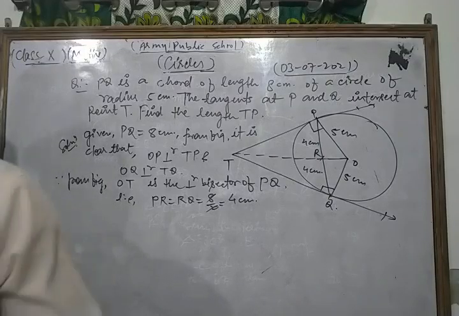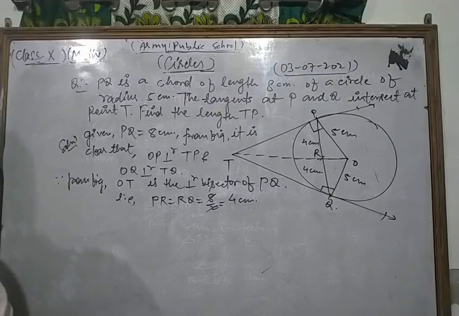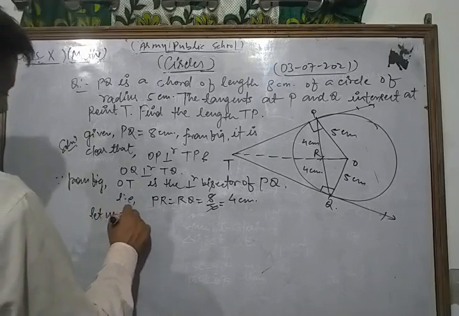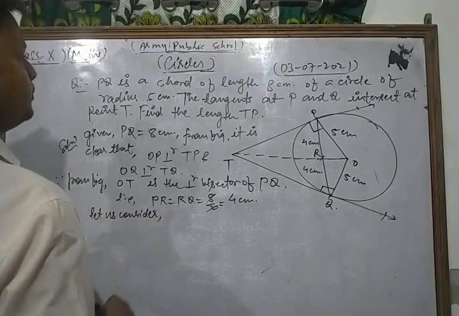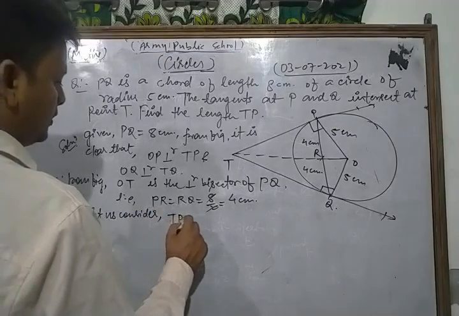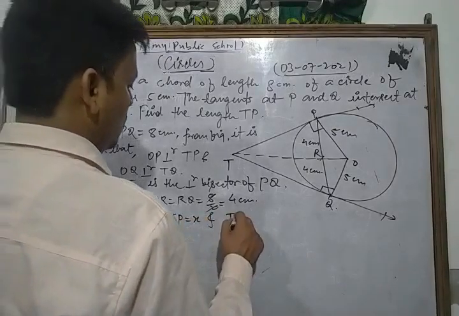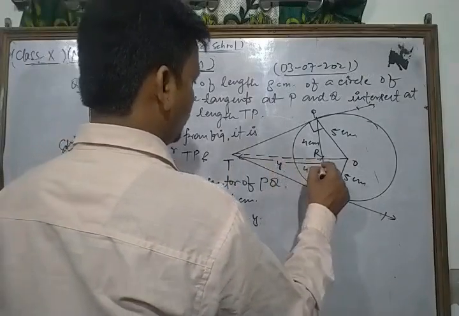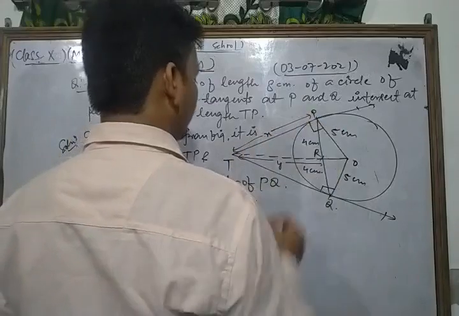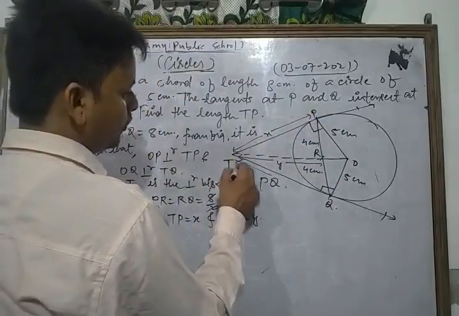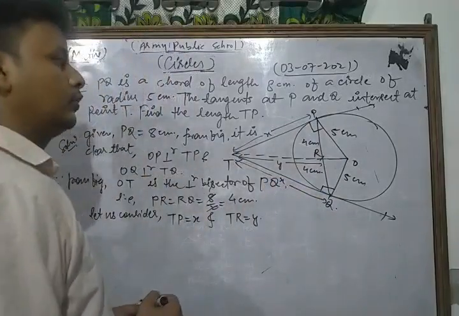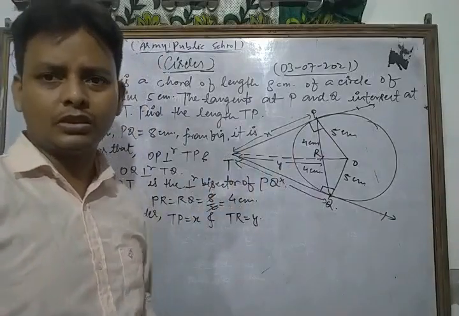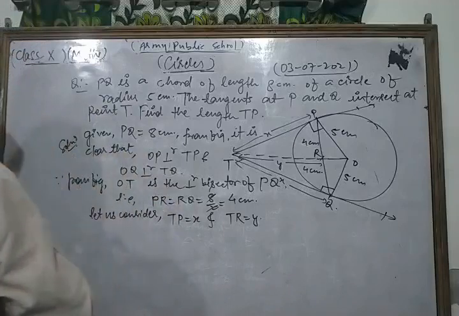Okay, now let us take TP is equal to x, and TR is equal to y. So this is y, and this is x. And from the figure it is clear that TP is equal to TQ, so this is also equal to x, because the lengths of tangents from an external point to the circle are equal to each other. So this is the concept of that. Now TP is x and TR is y.